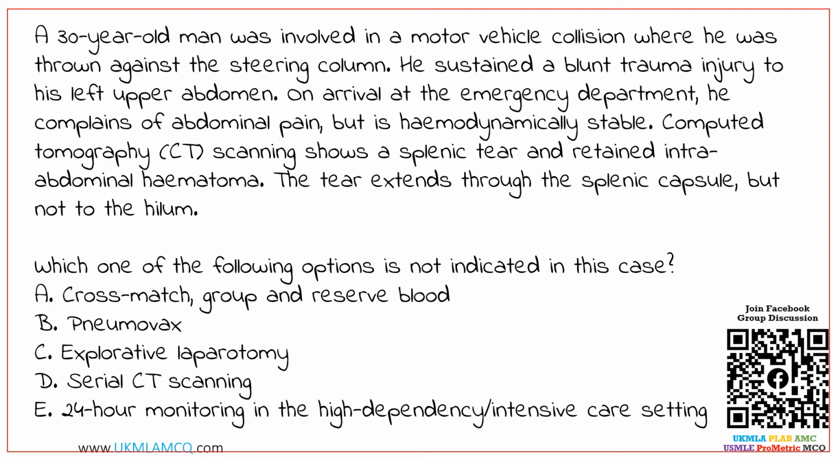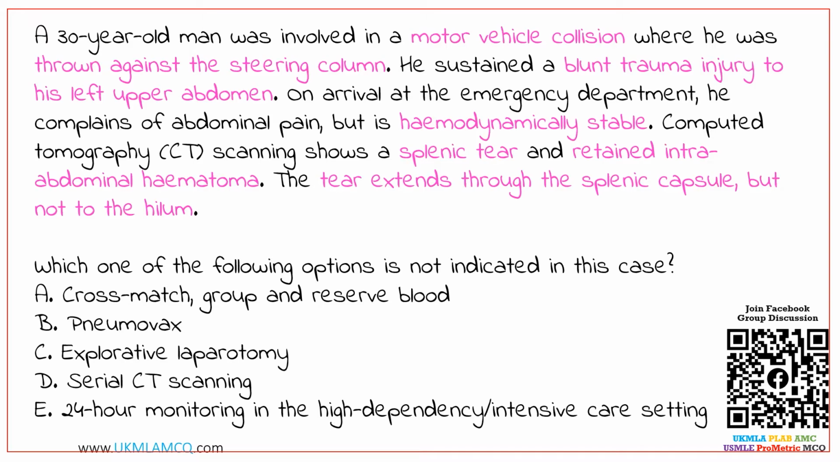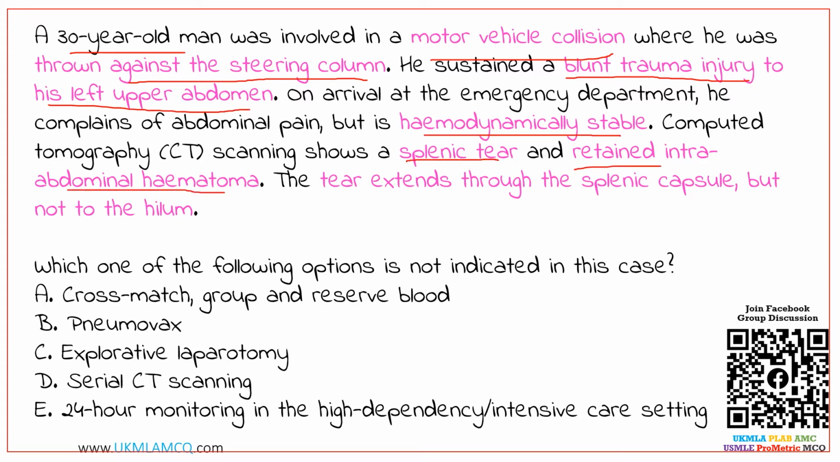So, if you are new to the channel, please pause this video for a second and think about the important keywords here. By analyzing the keywords, try to come to your own diagnosis. Here are our main keywords: 30-year-old man, motor vehicle collision, thrown against the steering column. These are really important. And blunt trauma injury to his left upper abdomen, hemodynamically stable, splenic tear, retained intra-abdominal haematoma, tear extends to the splenic capsule but not to the hilum. These are the important and main keywords in this MCQ.